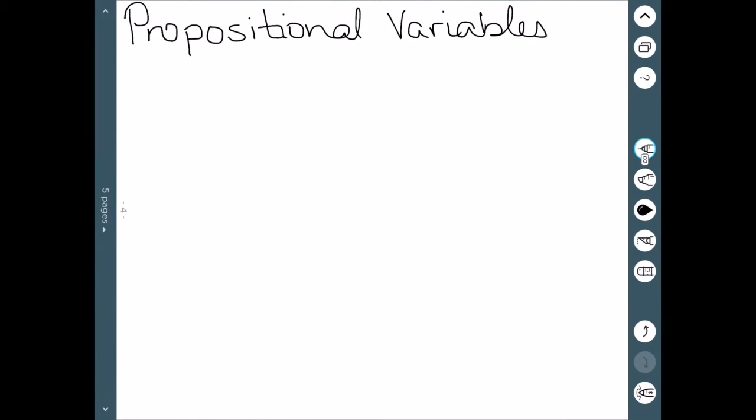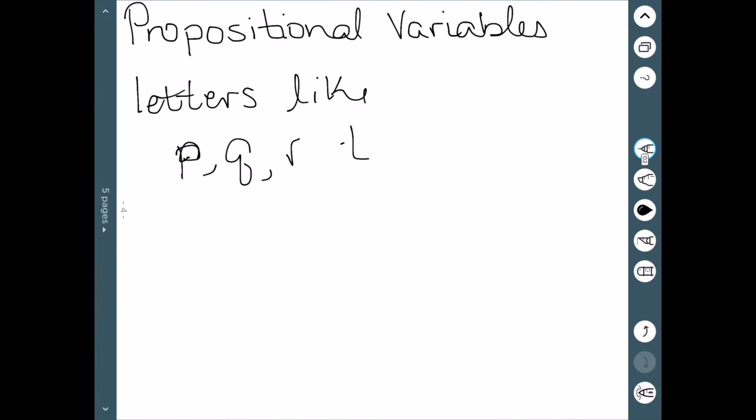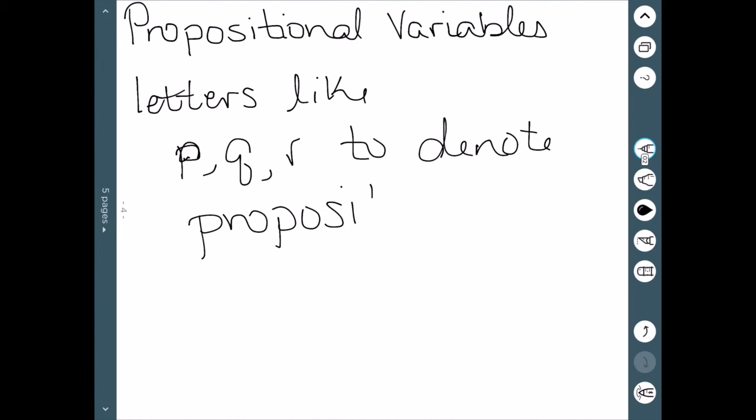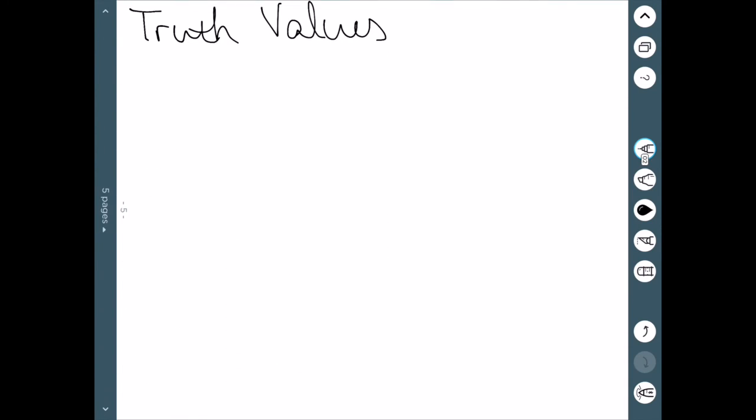Propositional variables. So here, we're going to use letters like P or Q or R to denote propositions. So this is just how we'll denote them with lowercase letters. Every proposition has to have a truth value, since we said they have to be either true or false, but not both.